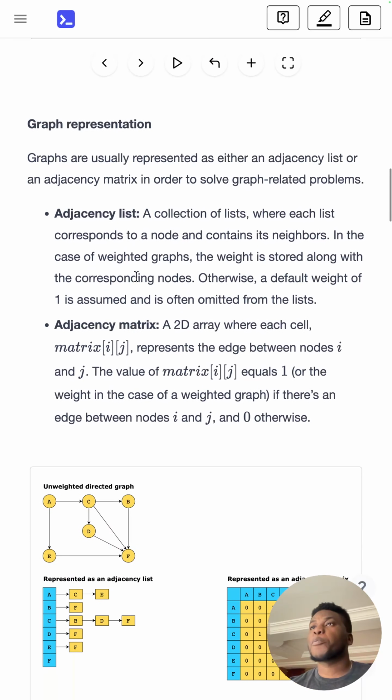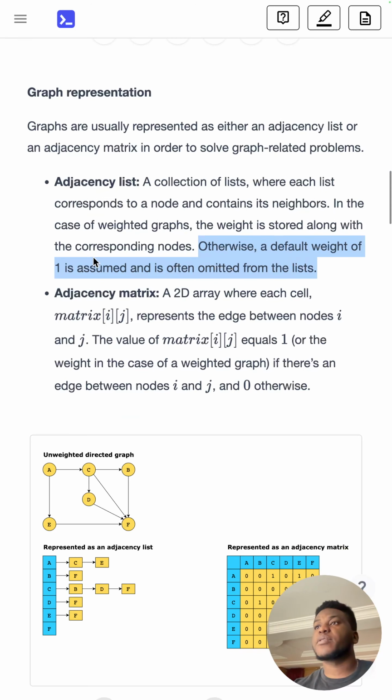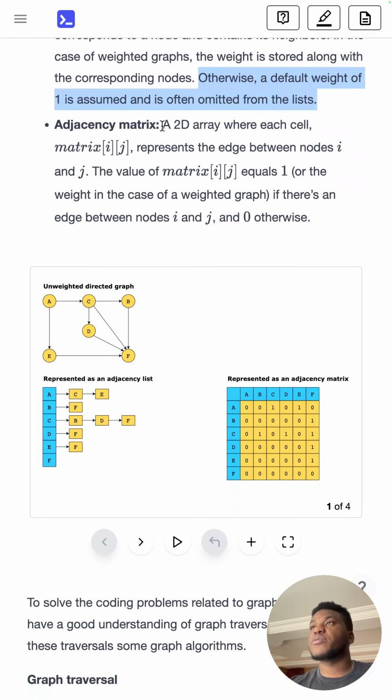And yeah, so then graph representation. So graphs are usually represented as either an adjacency list or an adjacency matrix in order to solve graph related problems. Now, a list is a collection of lists where each list corresponds to a node and contains its neighbors. In the case of weighted graphs, the weight is stored alongside the corresponding nodes. Otherwise, a default weight of 1 is assumed and is often omitted from the list. Now, for an adjacency matrix, we have a 2D array where each matrix indexed at I, J represents the edge between nodes I and J.